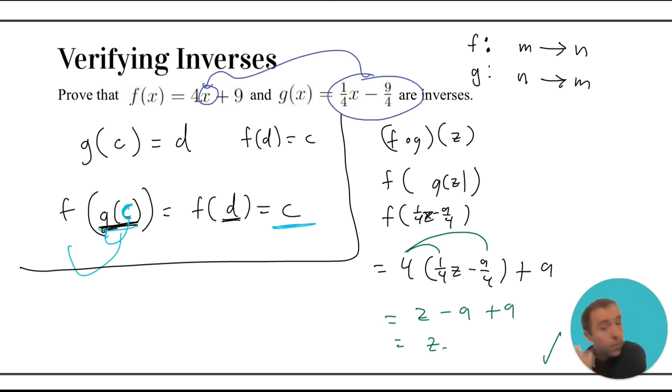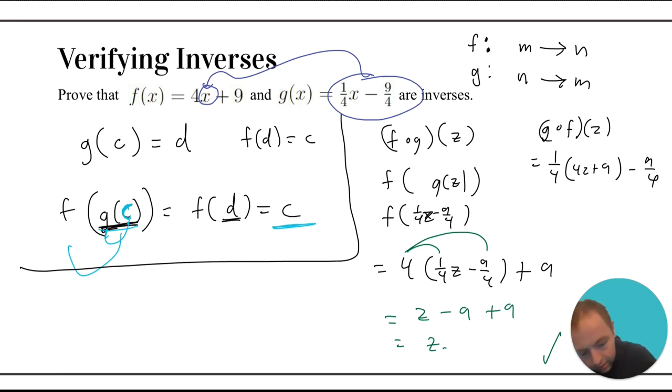Okay. You can go backwards as well. So if you wanted to do g of f of z, basically that would just be putting f into g. So doing the 1/4 x minus 9/4, but instead you put the 4z plus 9 in right here. Let's distribute the 1/4, and then you'd get z, and 1/4 of 9 would be plus 9/4, and you've got the minus 9/4 after that, and that equals z. Okay, so it's going to work the other way as well. So you just need to show it one of the ways, and that's sufficient to know that they're going to be inverse functions of one another.